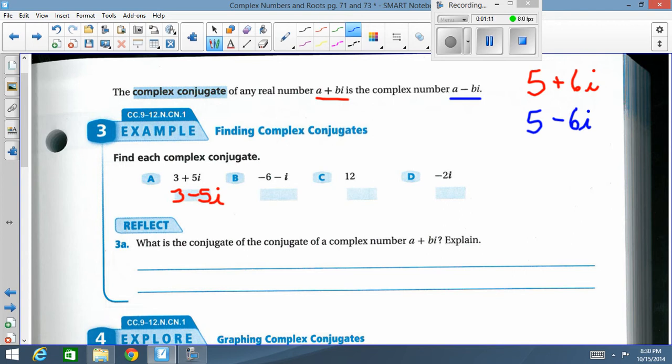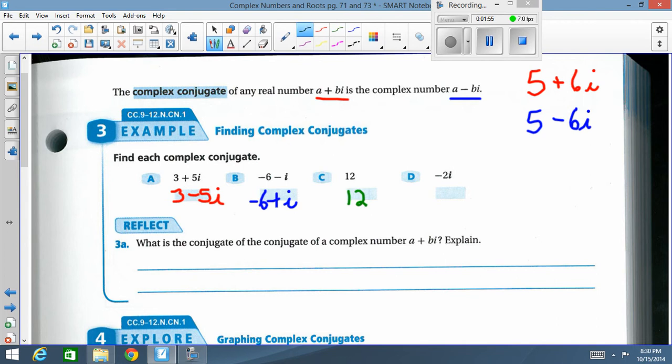Okay, if I look at the complex conjugate of negative 6 minus i, that's going to be negative 6 plus i. Do not change the sign of the real component. The complex conjugate of 12. Well, 12 would be like saying 12 plus 0i. That imaginary component doesn't exist. So if you think of it as 12 minus 0i, we're not going to write the 0i once again, but I'm also not changing the sign of the 12 because the 12 is the real component.